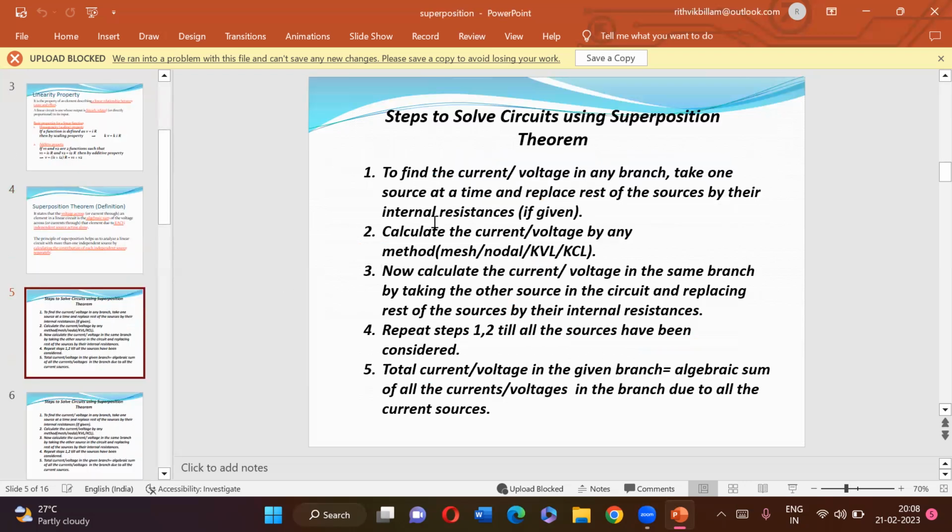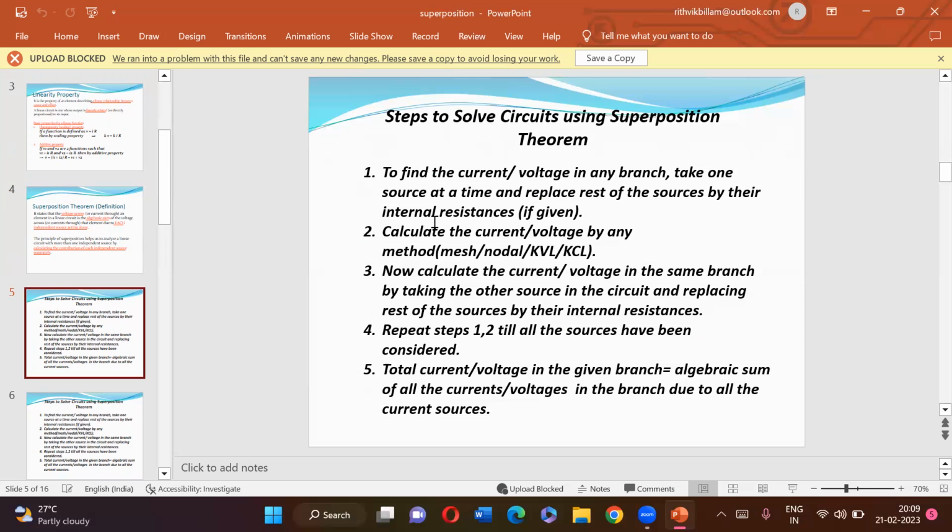These are the different steps for the calculation using the superposition theorem. To find the voltage drop across any branch, take one source at a time and replace the rest of the sources by their internal resistance, if given. If it is a voltage source, short that voltage source. If it is a current source, open the other current sources.